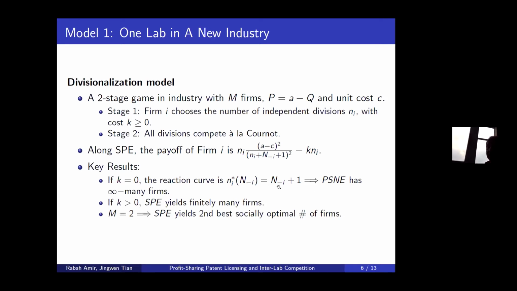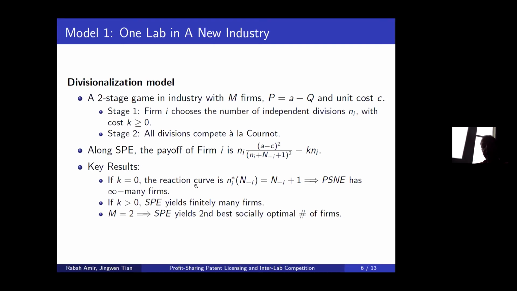And therefore, the reaction curve is a line parallel to the diagonal, but above the diagonal. So if you have 2 firms, these 2 lines only intersect at infinity. So at the pure strategy Nash equilibrium in the Nis, you have infinitely many firms. Each Ni is infinite. So that's why, as Yair said, we need to have this fixed cost if we don't want infinitely many firms and perfect competition. But it's also realistic to have positive K.